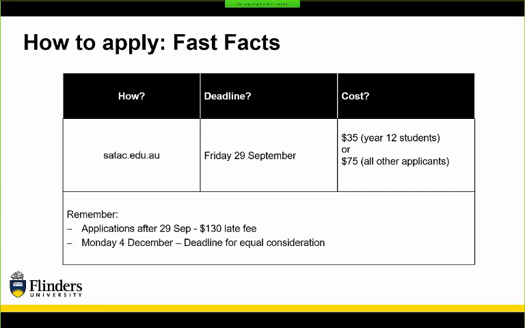So it is just a matter of submitting your application to start off with so you can avoid a late fee. You will need to, however, submit an application before the 4th of December if you want to have equal consideration. What I mean by that is if you submit an application after that date, you may be applying for a degree and not receive an offer even though you may have a higher entry score than someone else who got in before the closing date. So just some things to keep in mind.